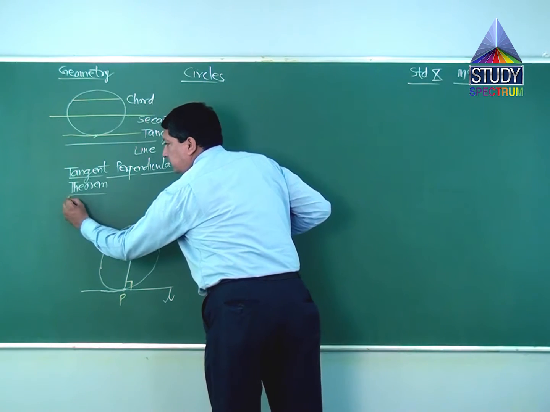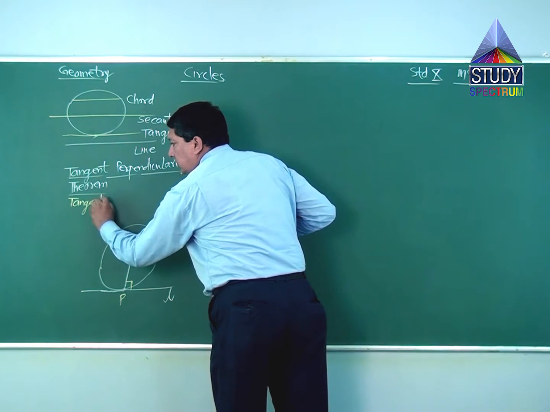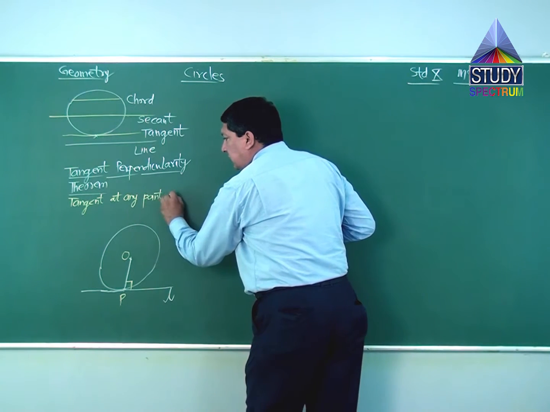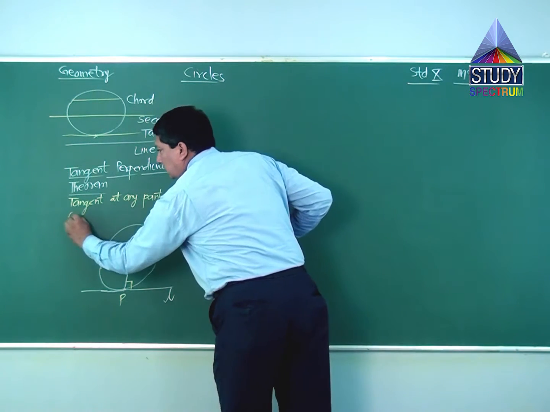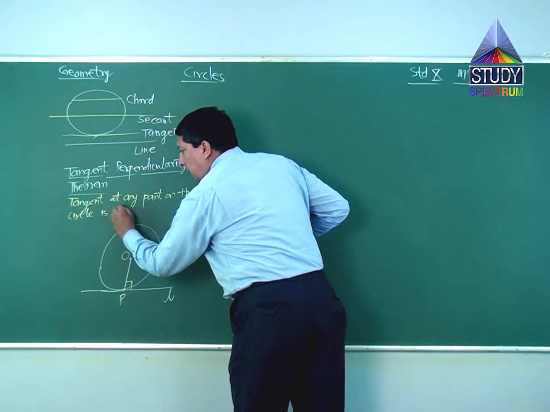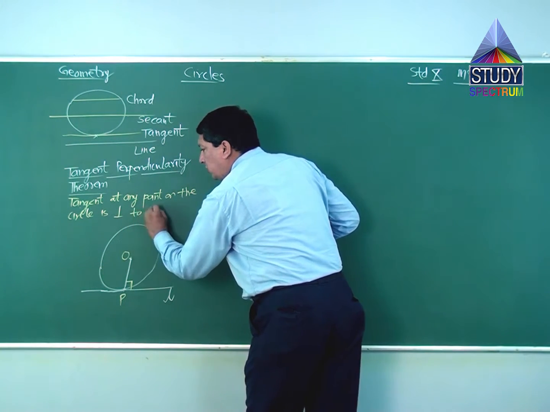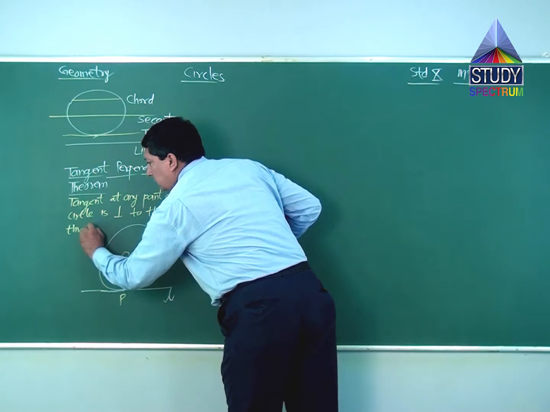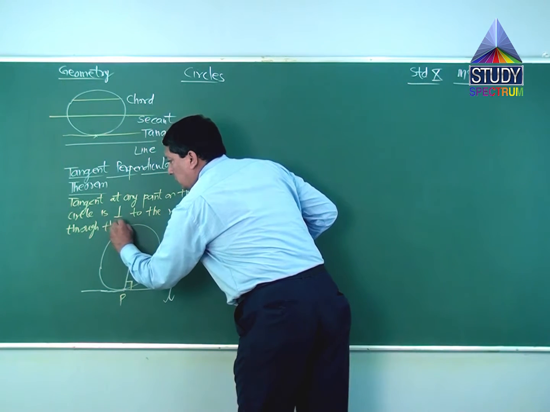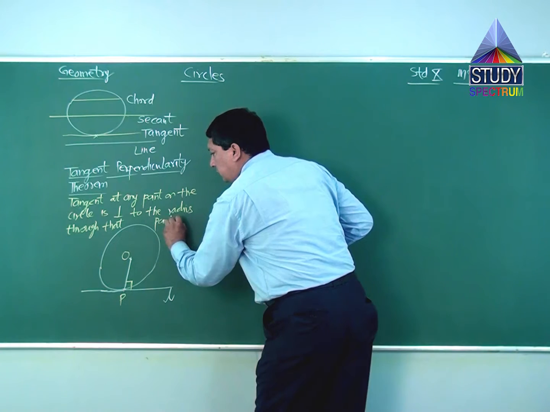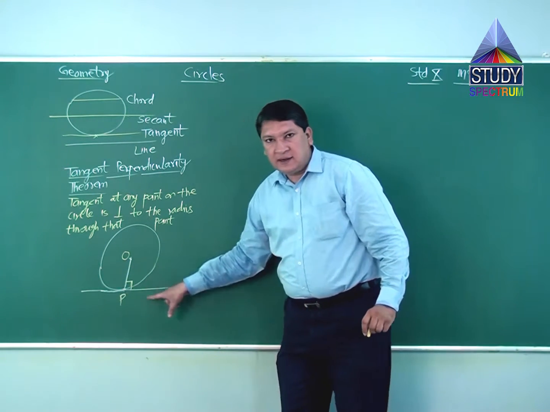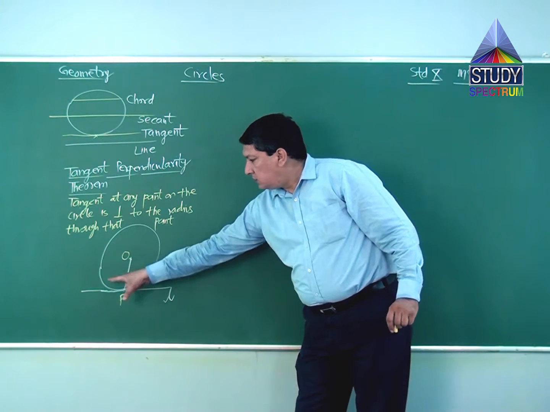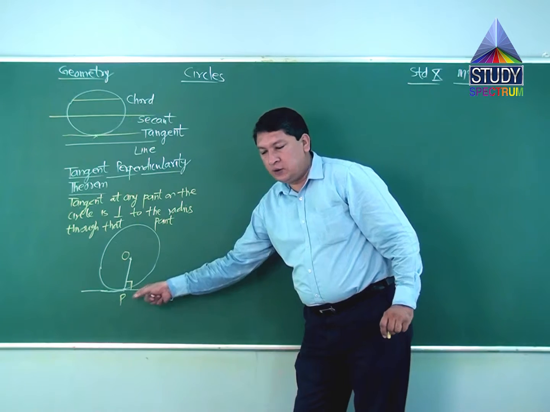I'll write the statement. Tangent at any point on the circle is perpendicular to the radius through that point. So we can make out a line tangent, center of the circle, P point of contact. So line L is perpendicular to the radius.